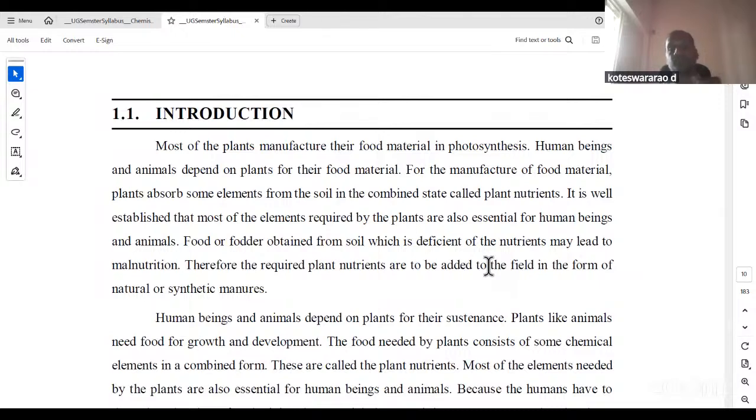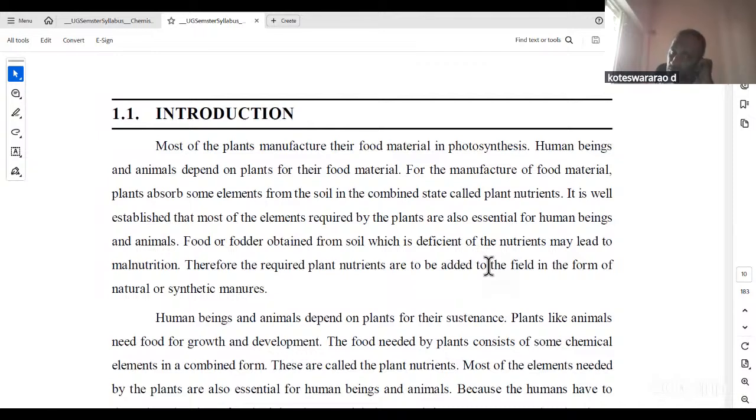Or sometimes natural manure may not be in sufficient amount. In such conditions, we can use synthetic manures, that is, fertilizers. We are adding fertilizers that can make up for whatever nutrients are deficient in the soil, and it will be compensated. Then the plant growth will be healthy.